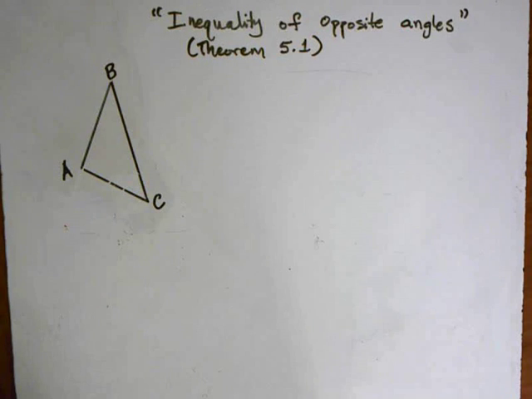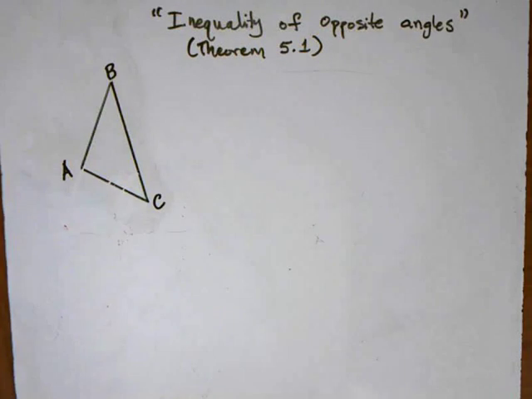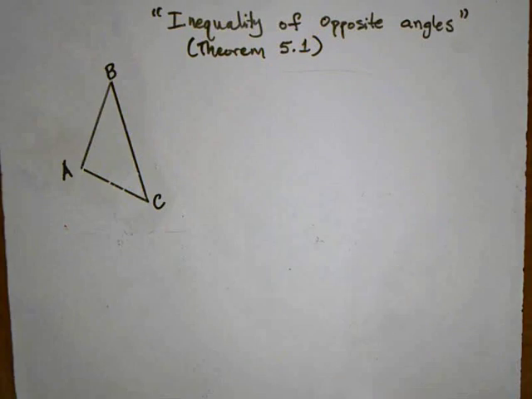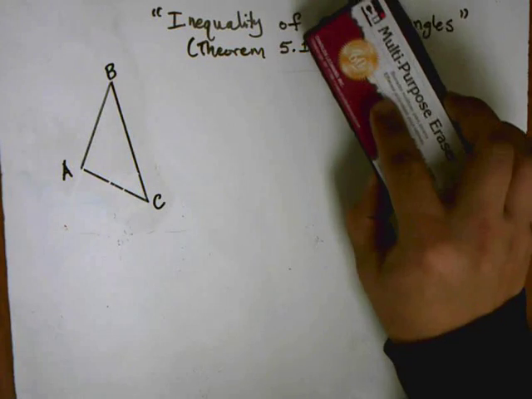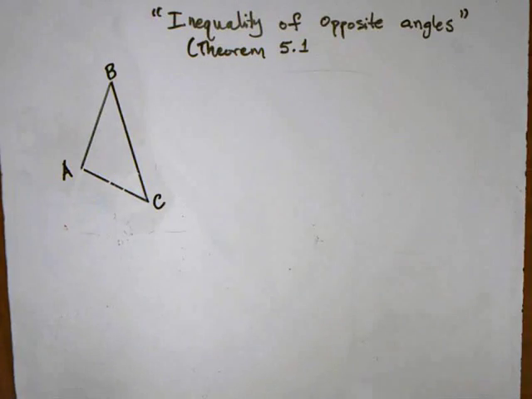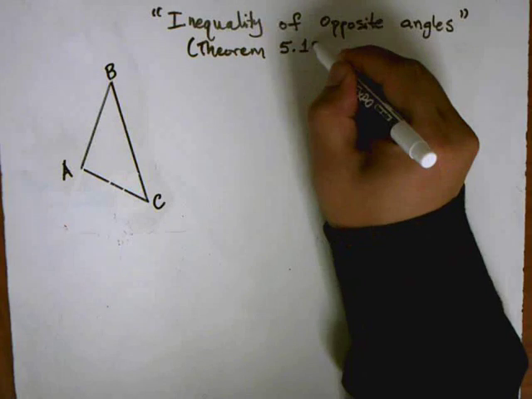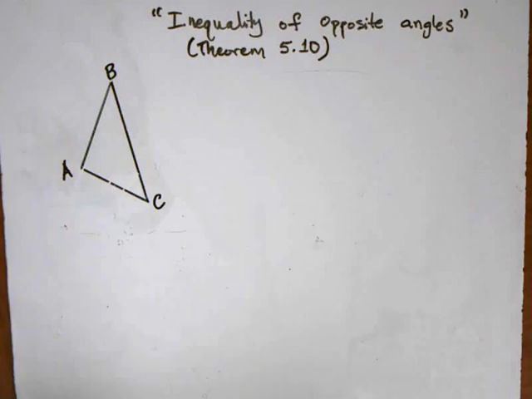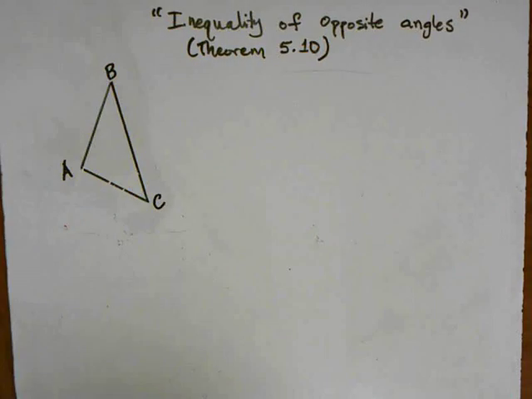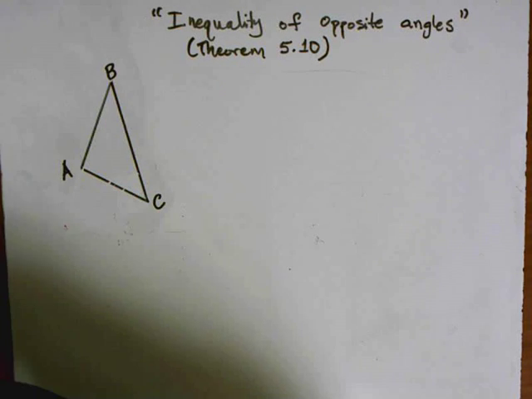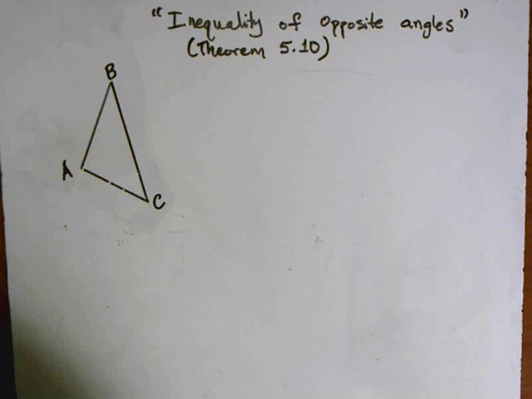Hello geometry students, in this video we are going to prove this theorem. It's the inequality of opposite angles, and I put this in parentheses because I don't really know the official name of the theorem. This is Theorem 5.10 for the students who are in Mr. Wen's classroom. So I guess it's better if I just state this theorem and then prove it afterwards, so it'll be a little bit more clear.